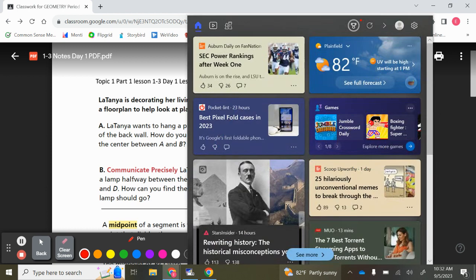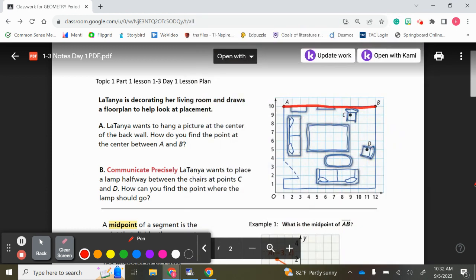All right. So now for letter B, it says communicate precisely. LaTanya wants to place a lamp halfway between the chairs at points C and D. All right, so here's point C, here's point D. How can you find the point where the lamp should go?